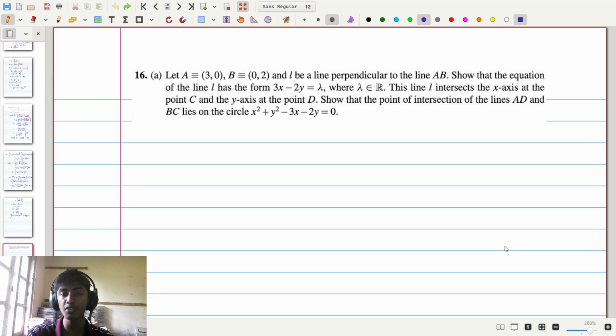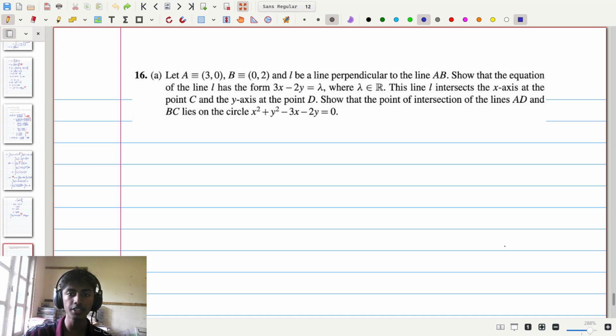Part A of this question has to do with lines and circles in the Cartesian coordinate plane. The question says, let the point A be given by (3, 0) and the point B be given by (0, 2) and the line L be a line that is perpendicular to the line AB. Now given this, we are told to show that the equation of the line L has the form of 3x minus 2y equals lambda, where lambda is some element of the real numbers.